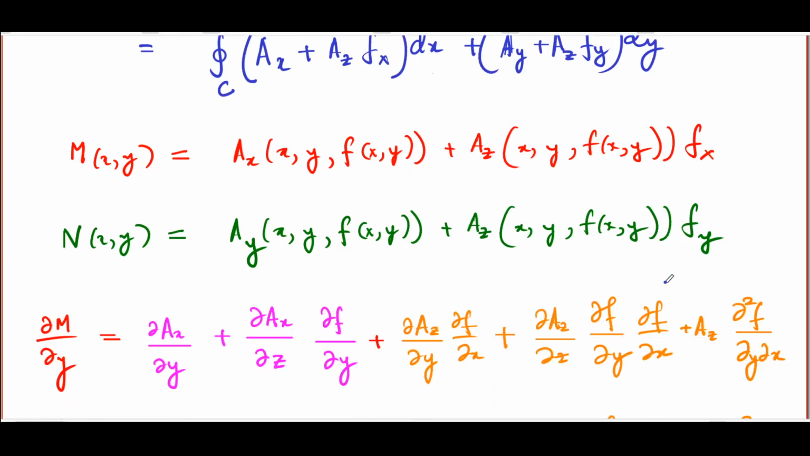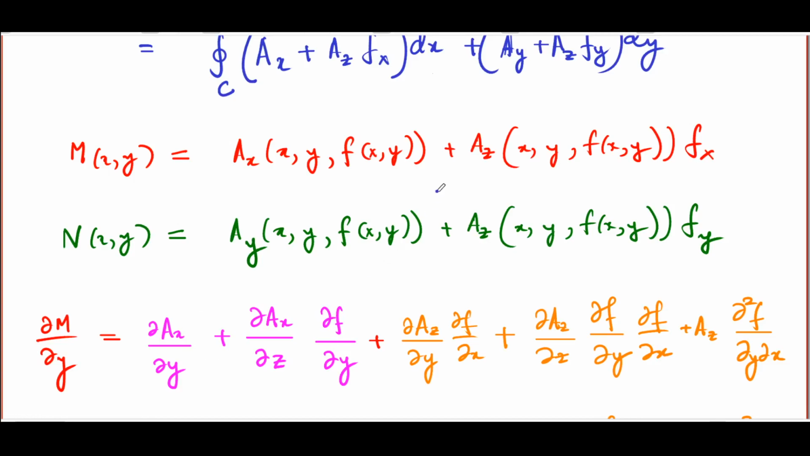So let's see. Del m del y, if you were to calculate that from here, you would get two terms from the differentiation of ax. One, the direct one, which comes in simply as del ax del y. After all, ax depends on y directly through the second argument. But it also depends on y through the third argument z. So you have to do del ax del z, but multiply that by the rate at which f changes with y, del f del y. This is nothing but the chain rule of partial derivatives being used.